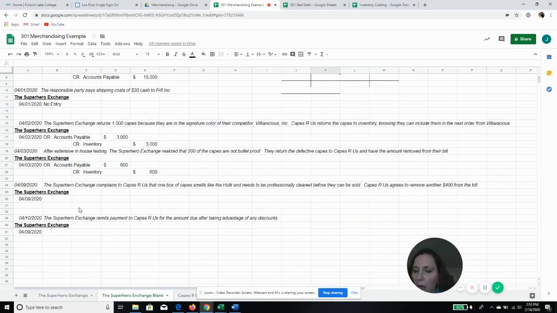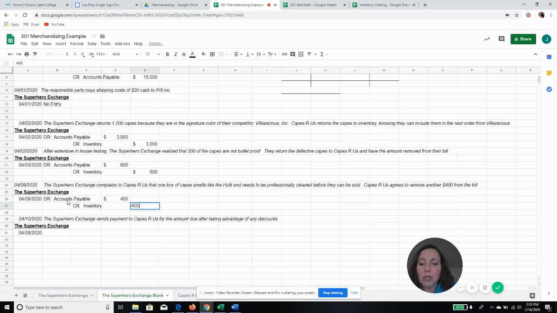Going down, the Superhero Exchange complains to Capes R Us that one of the boxes of capes smells like the Hulk and needs to be professionally cleaned before they can be sold. Capes R Us agrees to remove another $400 from the bill. So we're going to debit accounts payable. We don't need to pay that $400 now because it's been removed from our bill. Our credit is going to be inventory.